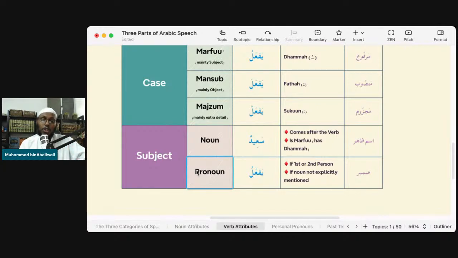Let me tell you something about the Arabic language. The Arabic language is a language whereby if it's possible to get rid of a word without affecting the meaning, it will do so. That's just how Arabic is. In other words, if there's anything that can easily be understood from context, then it's not there. It won't be mentioned because you already understand it.